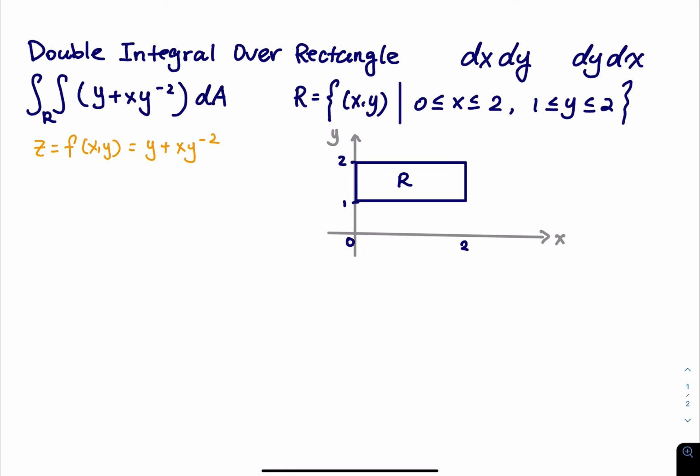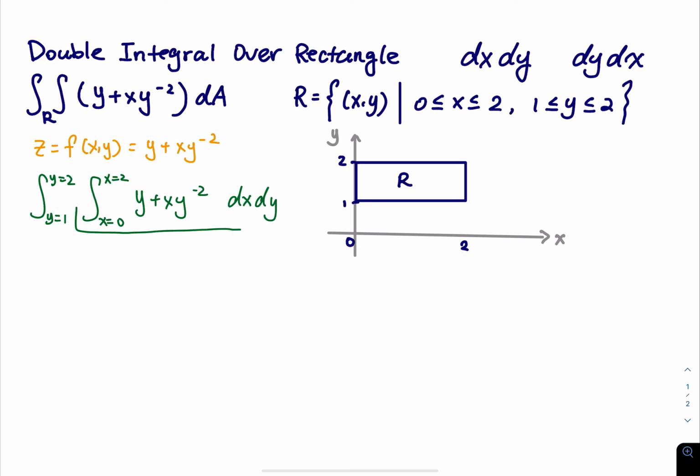And then if you check, the shadow is actually a rectangle where x is between 0 and 2, and y is between 1 and 2. And we will have to set up a double integral. So that will be a double integral, and then I have the integrand y plus xy to the negative 2. I am going to do a dx dy integral first. So dx dy, x is from 0 to 2, and then y is from 1 to 2.